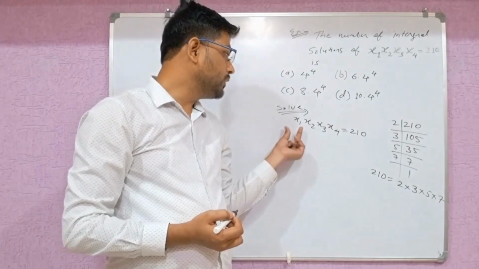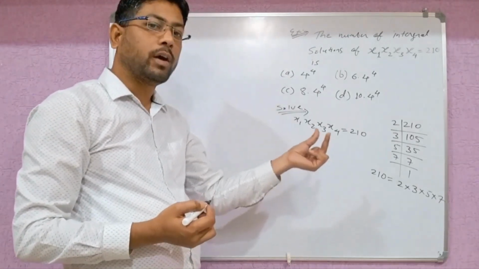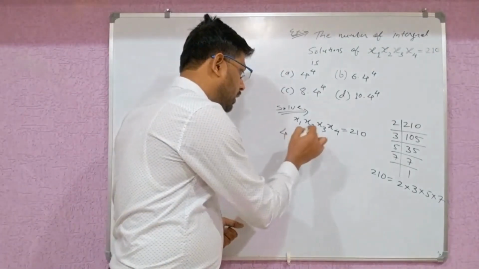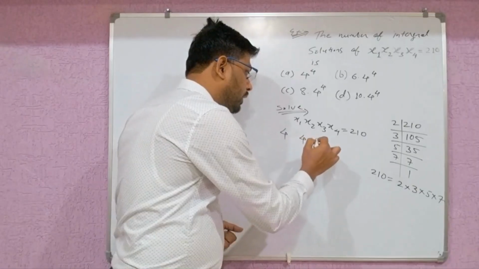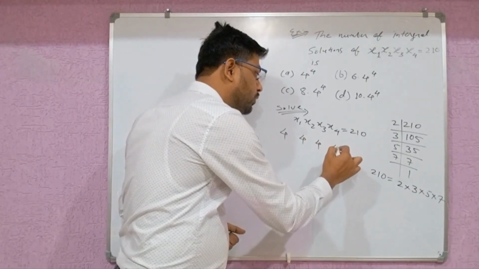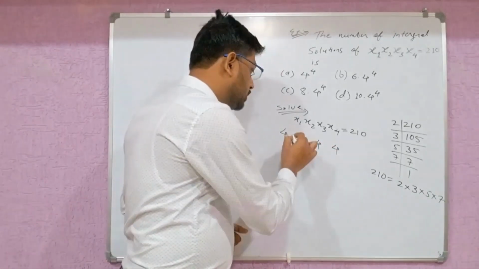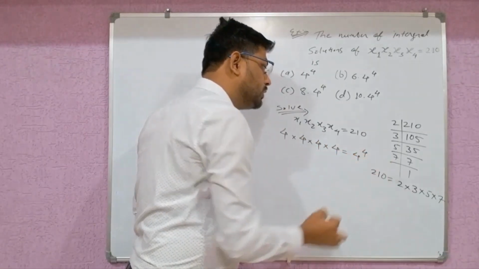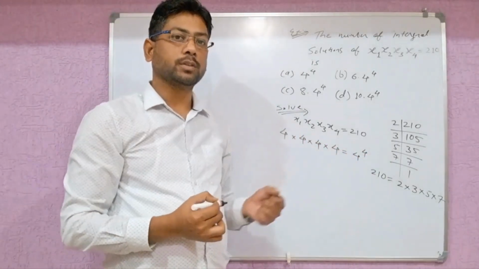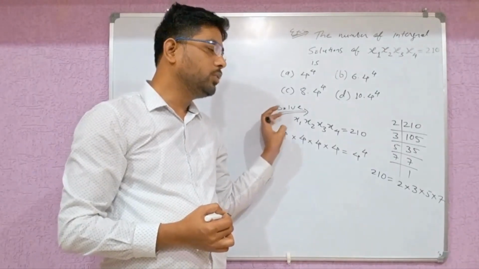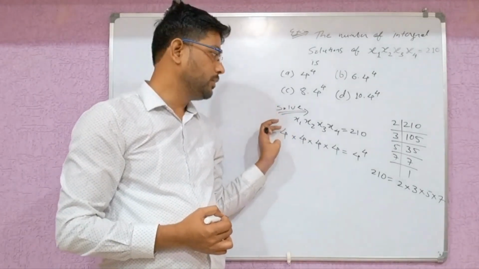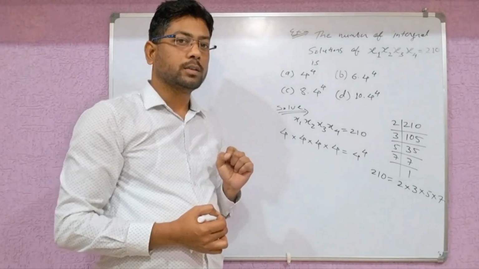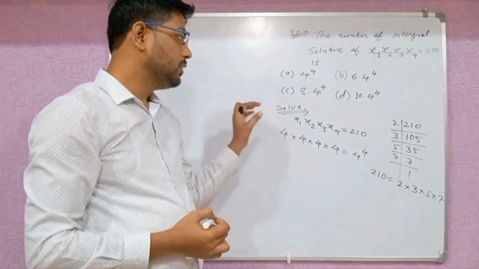Now this x1 can take 4 values, 2 or 3 or 5 or 7. In the same way x2 also can take 4 values, x3 also can take 4 values, and x4 also can take 4 values. So 4 into 4 into 4 into 4 will be 4 raised to power 4. This will be the solution for this equation. Okay, this is one method to find out the positive solutions of this. Now another method we can use.